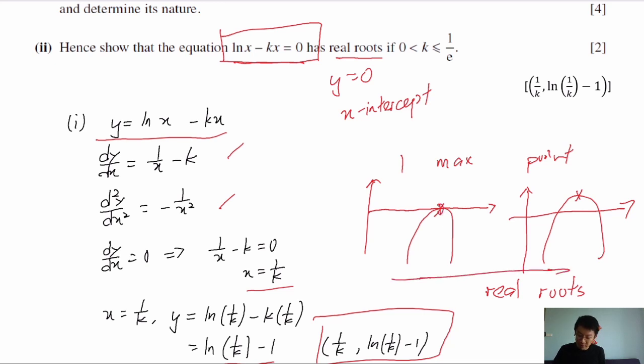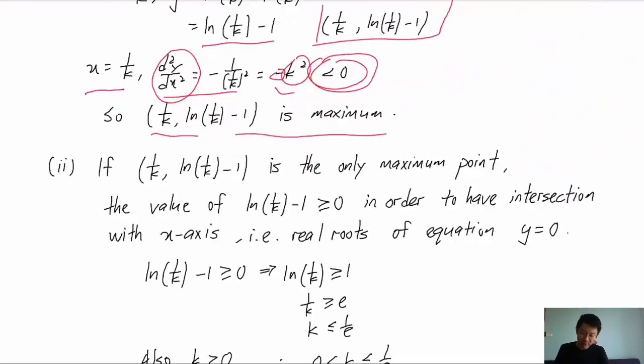The important point is the maximum point. In particular, the y coordinate of this maximum point must be greater than or equal to 0. This case is when the y coordinate of the maximum point is equal to 0. This point is when the y coordinate of the maximum point is greater than 0. So we need the y coordinate of the maximum point to be greater than or equal to 0. Okay, so we can solve from there.